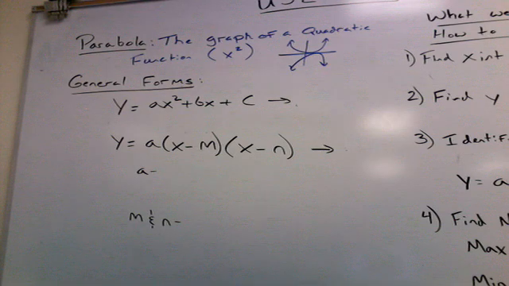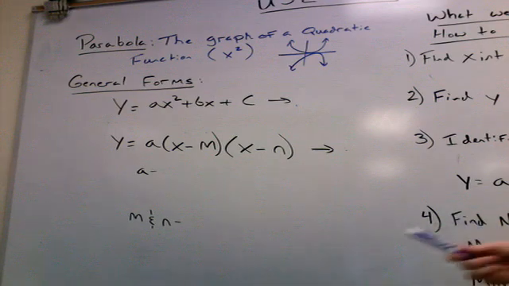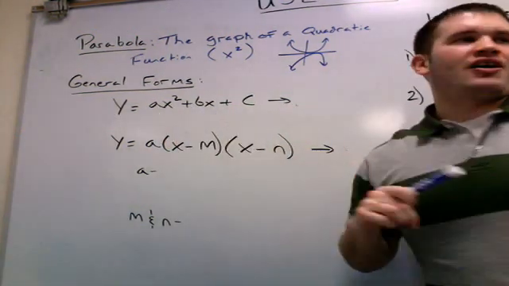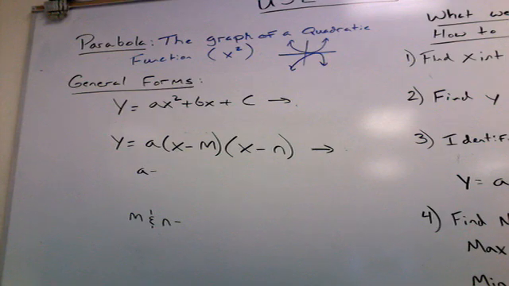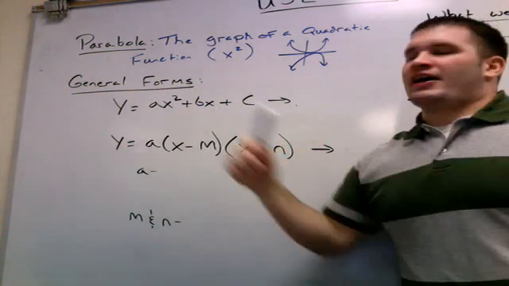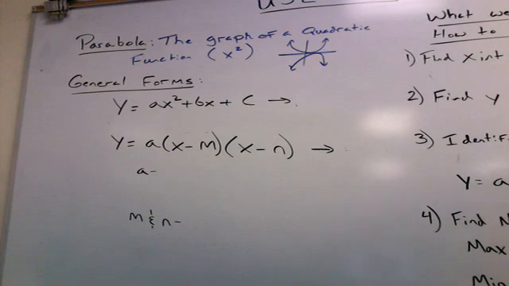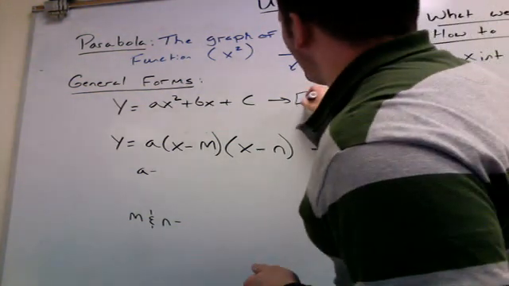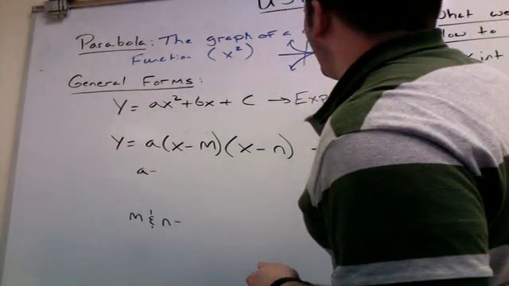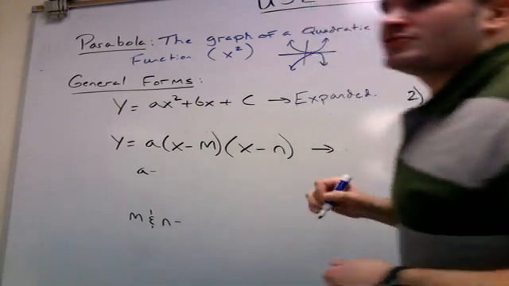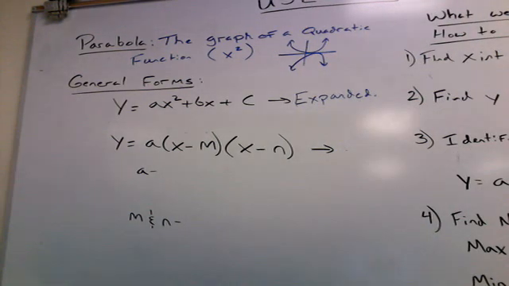Okay. General forms. The general forms for a parabola. There's two general forms. One, y equals ax squared plus bx plus c. A, b, and c are all constants. My only variables are x and y. X is still independent, y is still dependent. This is called the expanded form. What's a constant? A constant is a number that doesn't change.